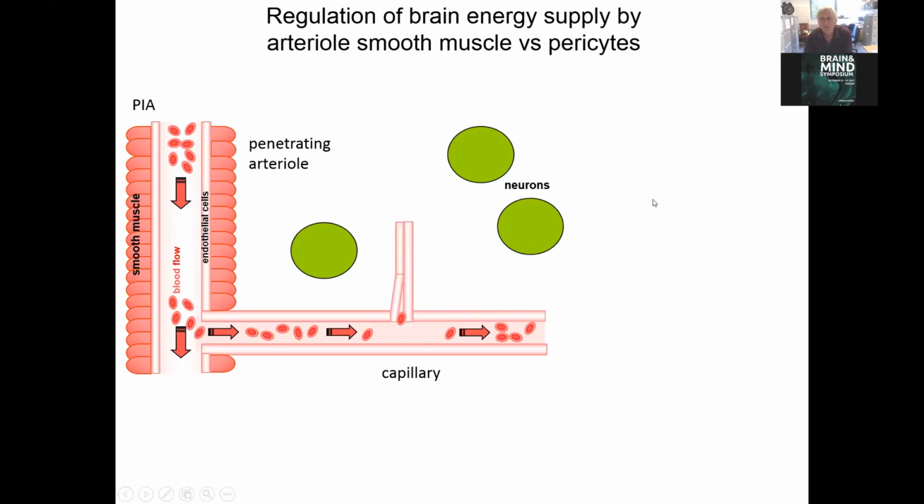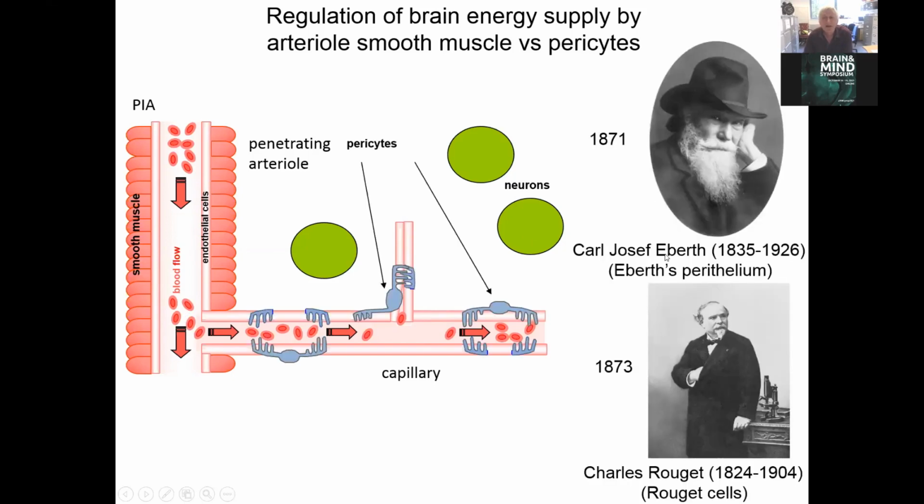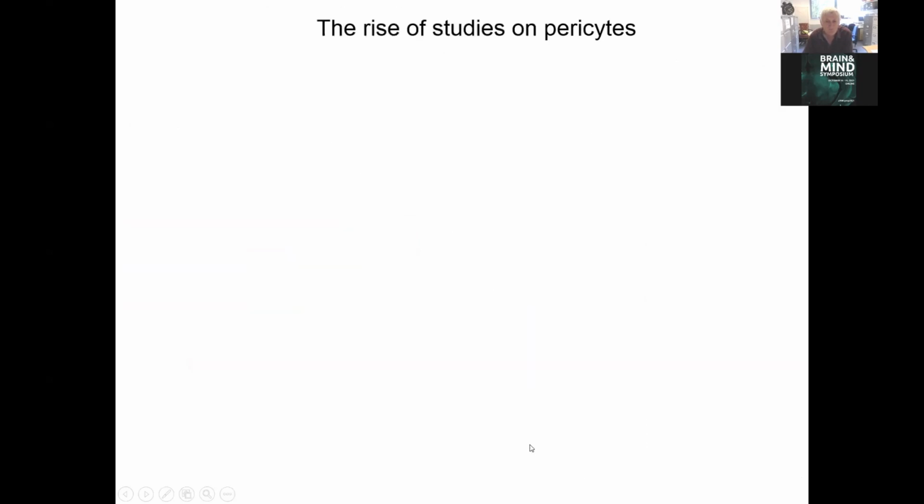But it turns out it's much more complicated than that, because even back in the 1870s, it was known there are little cells with processes around capillaries, which look as though they may be able to contract and relax to adjust blood flow at the capillary level. And that's what I'm going to be focusing on today. So these were discovered by Ebert in Germany and Rouget in France.